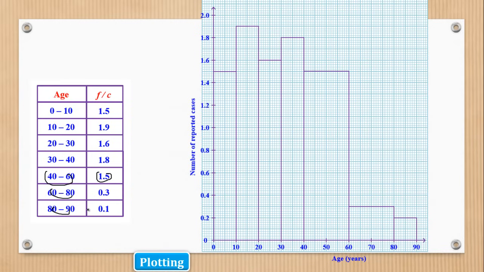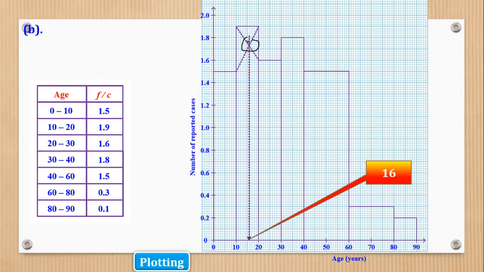But they also told us to estimate the mode. Estimating means this is the highest bar, so we shall use that to draw the diagonal from there to there, and also from here to here. Then at the intersection, we drop a vertical line to read the horizontal axis. Then we read off that point, and that will be the mode. And that's what they wanted.